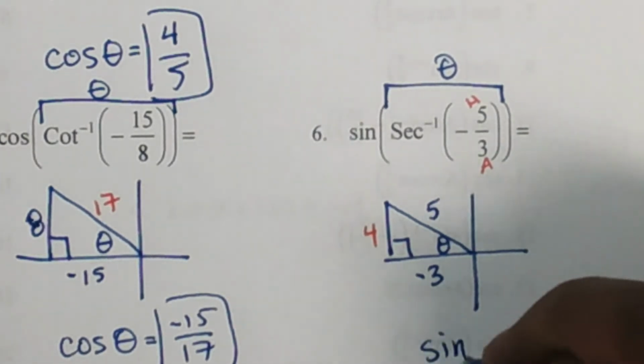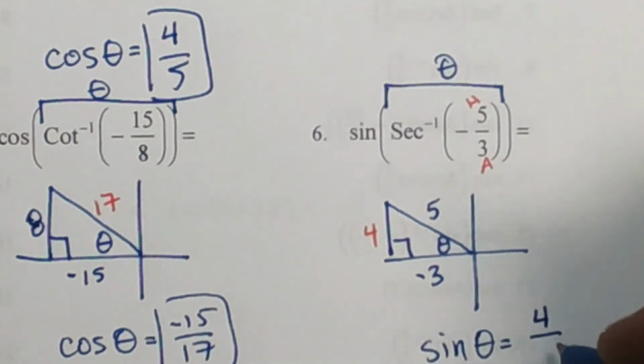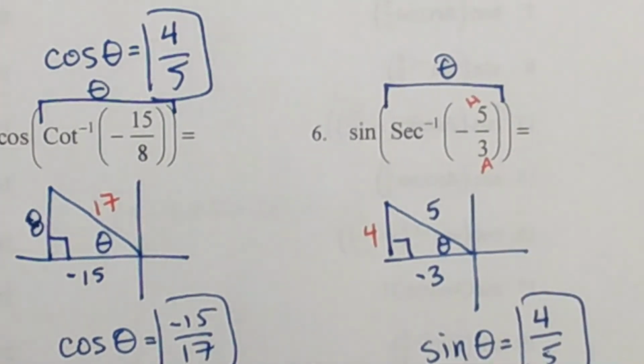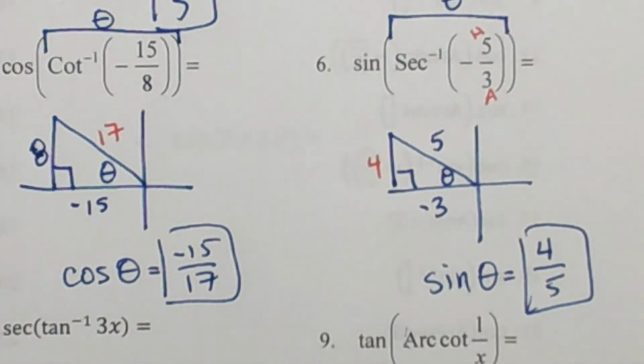So what is sine of that angle? What's the opposite side? 4 over the hypotenuse, 5. And again, leave your answers exact. Leave them in fraction form, it's just easier. You don't have to take it any step further. This is not 0.75. It is just 4/5.